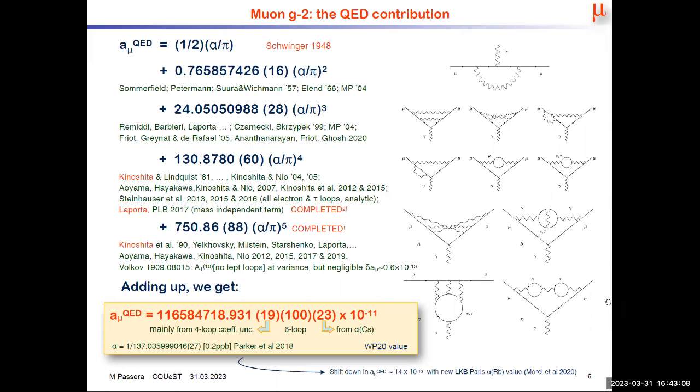You see it here. This is one loop. You see there is one closed loop here. This is going to two loops. Already at two loops, there are a few more diagrams. It's not only one diagram. When you go to three loops, there are many diagrams. And then four loops and five loops. We're talking about thousands of diagrams.